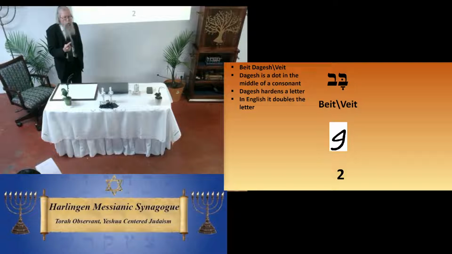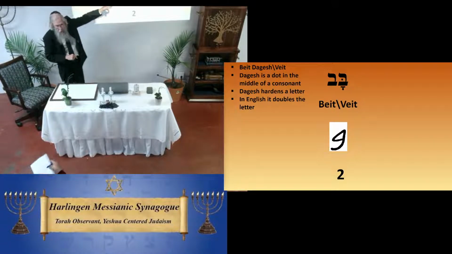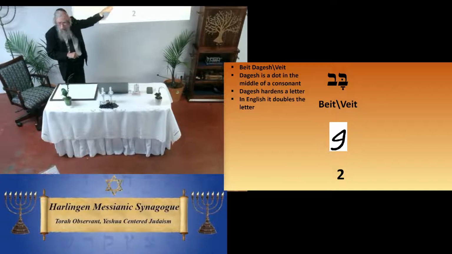So if you have a kaf with a dagesh in it, as in Sukkot, in Hebrew it's Samech Vav Kaf Tav. In English, it will be written S-U-K-K-O-T, Sukkot. Using the Beit Dagesh, it's called the Beit Dagesh. Say Beit Dagesh, telling you it's a beit with a dot in the middle of it. What is a word that has a Beit Dagesh in it? Shabbat.